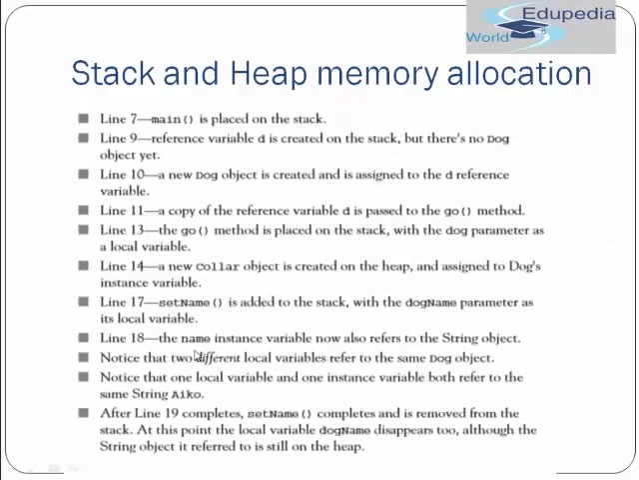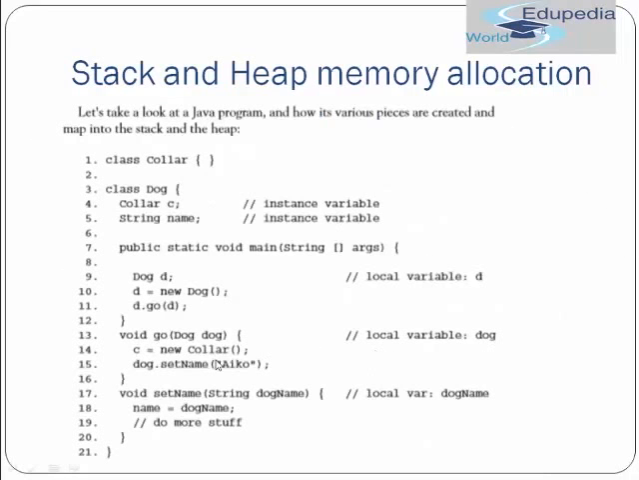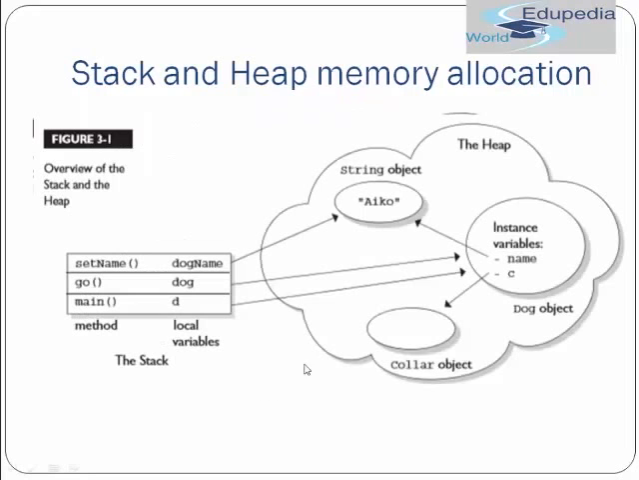Okay. Then coming to line number 18, the name instance variable now also refers to the string object. If I check line number 18, the name reference variable is actually assigned to the dog name. So the dog name that was passed in setName on line number 15 is a local variable. That's why setName and dog name are also stored in the local variable stack and method stack.